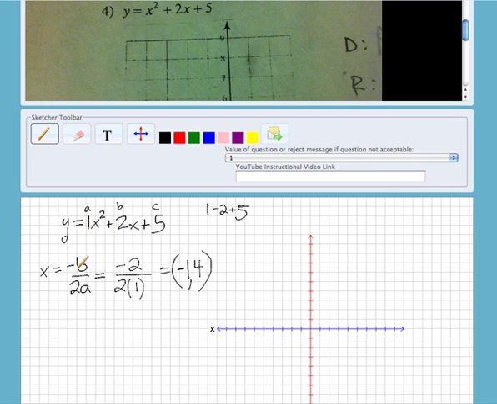Next, since a is greater than 0, or positive, we know the graph is going to go up. So I'm going to go ahead and graph that right now. Negative 1, 1, 2, 3, 4. So that's over here.